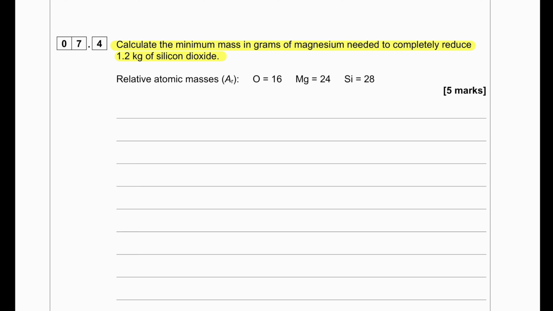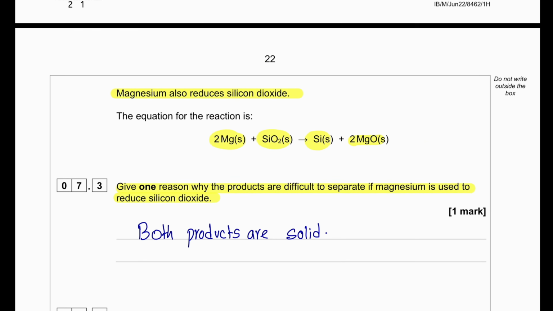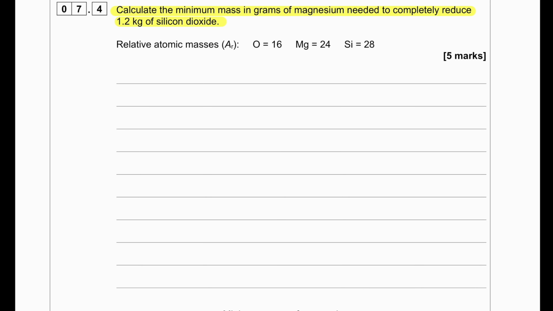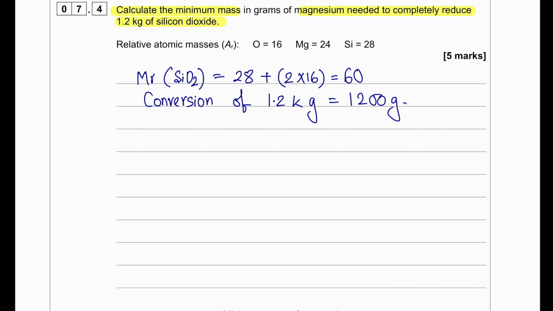which gives us 20 moles. So now we need to calculate how many moles of magnesium we're going to need. Since we need twice the quantity of magnesium compared to that of the silicon dioxide, according to the equation, we're going to need 40 moles of magnesium. Then, to find the mass of magnesium, we need to multiply the number of moles of magnesium with its relative atomic mass, which is 24. And that will give us the mass of magnesium that is needed.